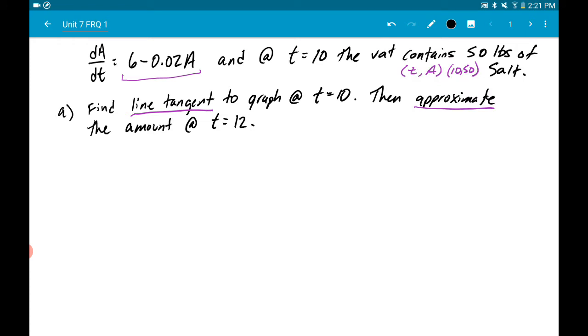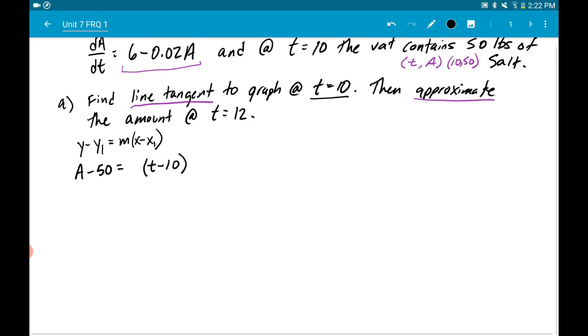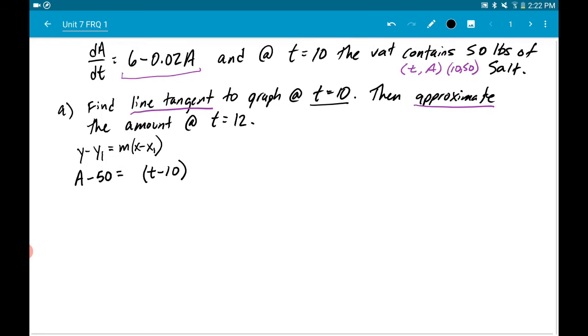Remember, for a tangent line you need a point and a slope, and it follows this form. In general, the dependent variable is A, the amount, minus the 50, and then we're going to have t, because that's the independent variable, minus 10. That's the initial condition it gave us. And then we need a slope, and that's where the differential equation comes in.